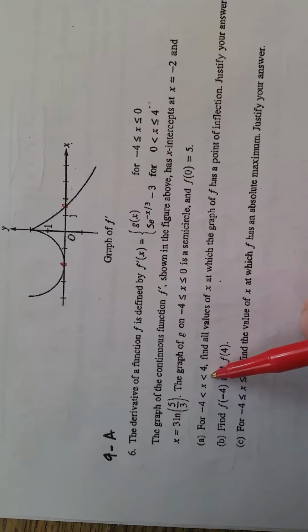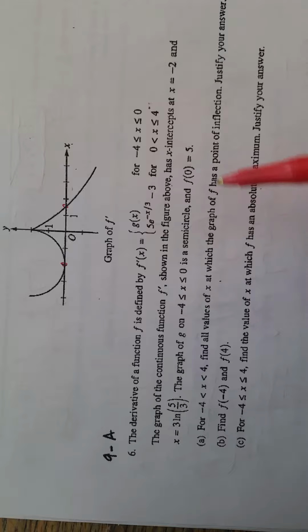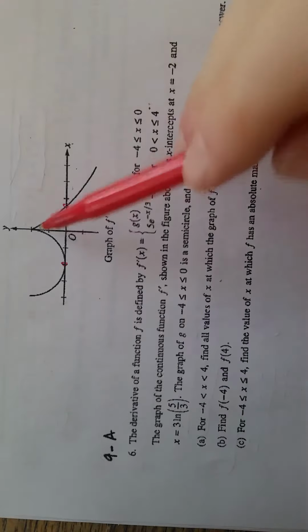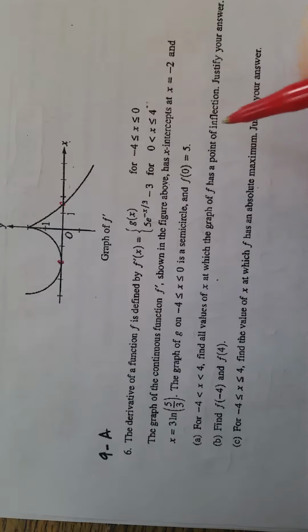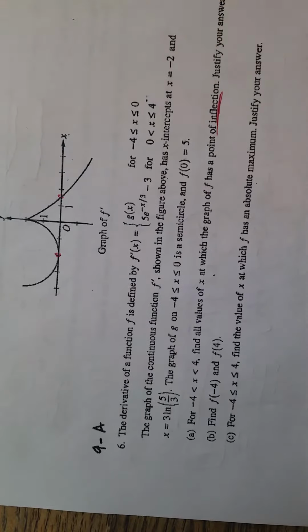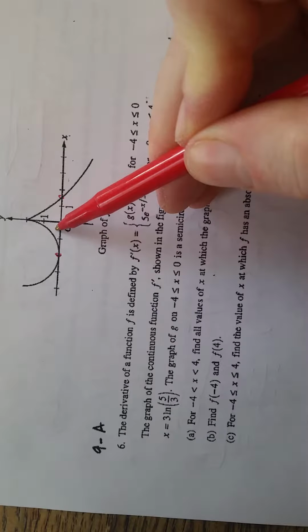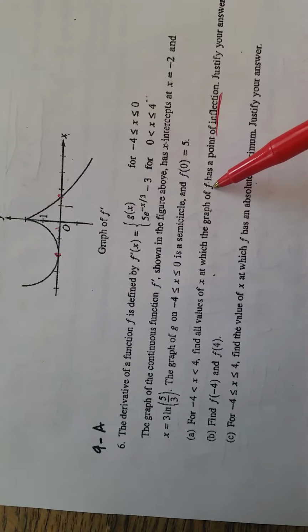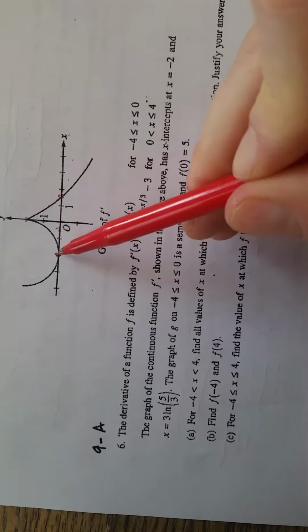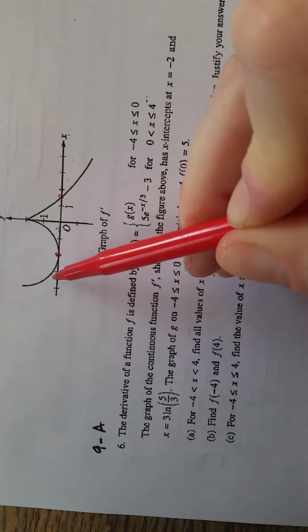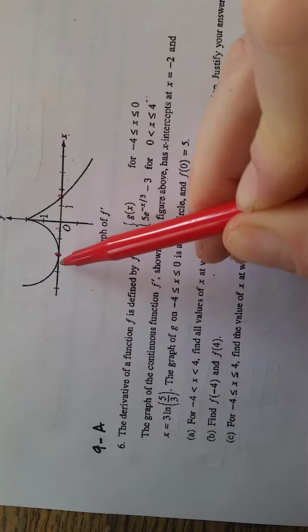A says on this interval here, find all values at which the graph of f has a point of inflection. Now keep in mind, we don't know what f looks like. We know what its derivative looks like. So this is what's happening in your brain. Inflection point, oh, that's when the second derivative switches signs. Well, this is a picture of the first derivative, so the derivative of this is the second derivative of f. So where would the derivative of this picture switch signs? It's where this picture goes from increasing to decreasing or from decreasing to increasing.